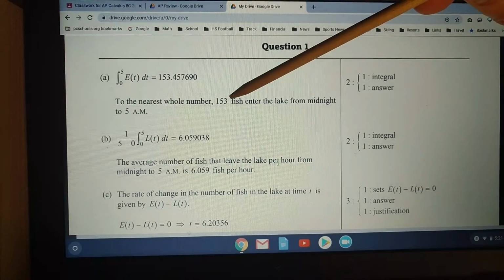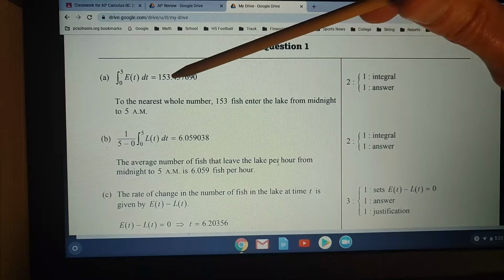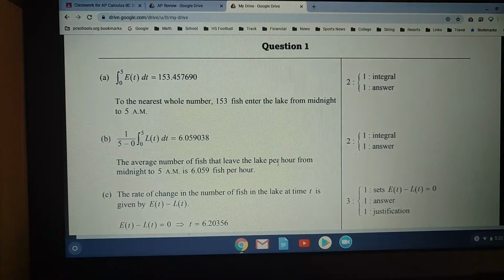If you did not round to the nearest whole number, that's okay. We still took the answer. Basically, we just looked at this. So long as it said 153, we didn't care what the decimal was after it. You got the point there. Okay, part B.